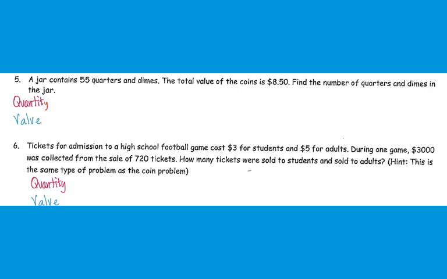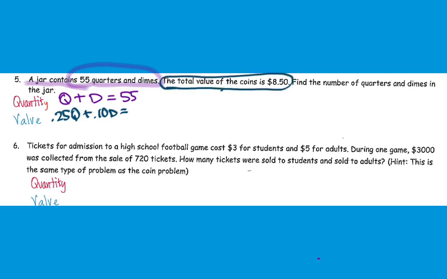All right, here we have quantity and value problems. So these are all the different kinds of quantity and value. This jar contains quarters and dimes. So the quantity is how many coins, and there's 55 coins. And the value, they have to tell you how much is in here, right? We know the value of a quarter is 25 cents and the value of a dime is 10 cents. And they tell you the total value is $8.50, right? We're just trying to figure out how many coins of each kind.